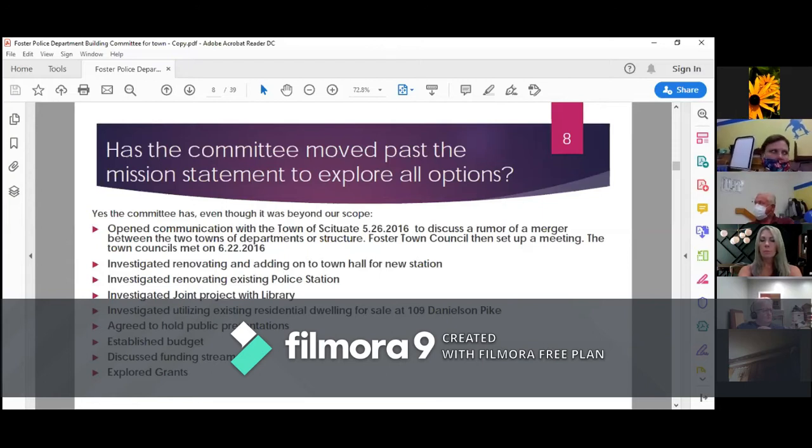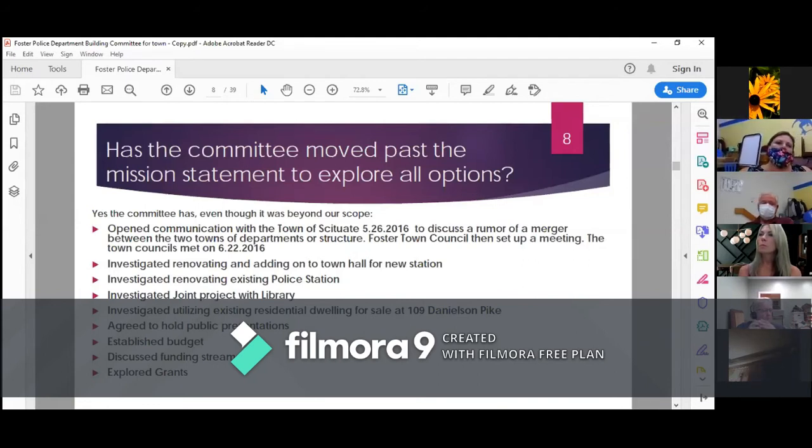Collins said, we're meeting with your town council in the next couple of weeks, which they did. The town council got together to discuss that situation. Again, outside of the police department building committee at that point, now it's in the town council's hands, and it obviously never really went anywhere. I don't think Situate had much interest.